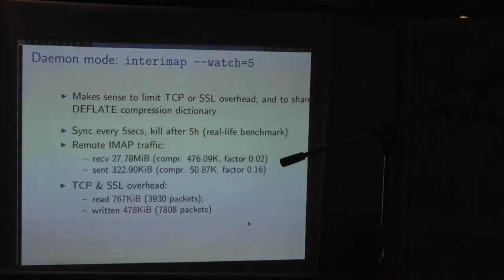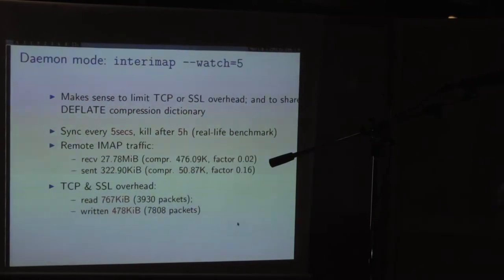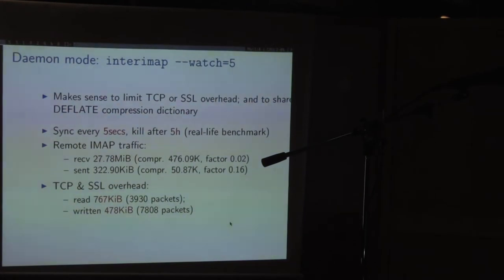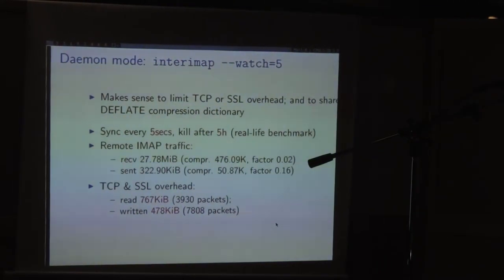So in this benchmark, I synchronize every 5 seconds, and I kill the synchronization after 5 hours. And that's a real life benchmark. Namely, I did get email during those 5 hours, while previously I didn't get any email. It was like a blank check. I got only under 1 megabyte of traffic.